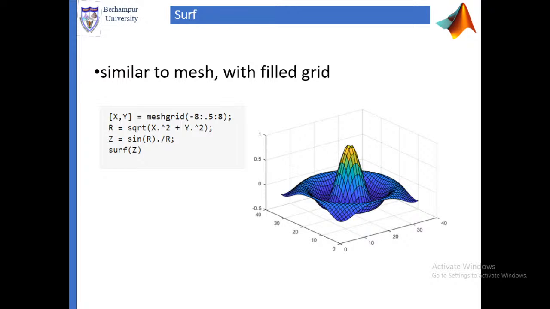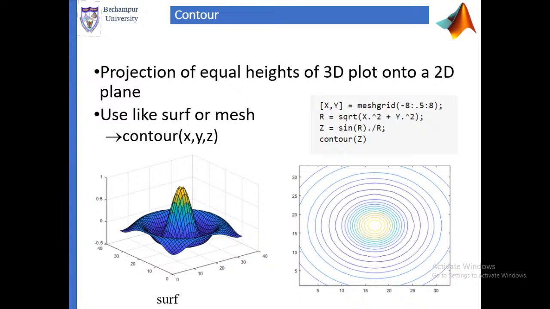Next is contour. Contours, as you know, are always closed curves, closed paths. A contour always contains a closed curve. Now, in the case of a 3D plot, sometimes we require to see the projection of the 3D plot onto the horizontal plane, or XY plane.